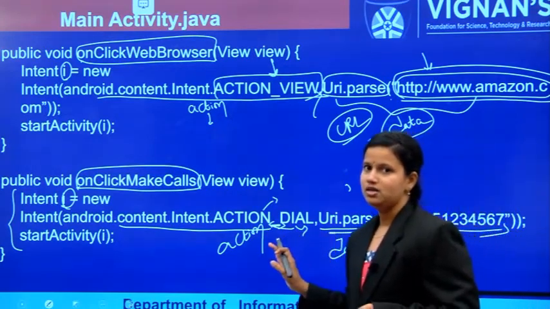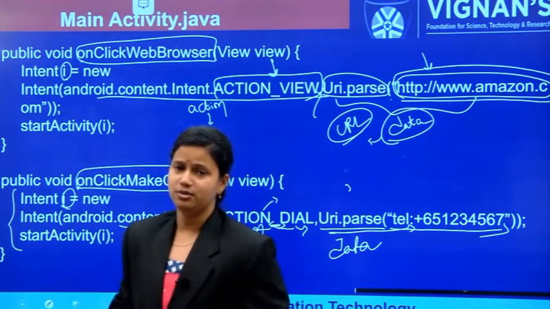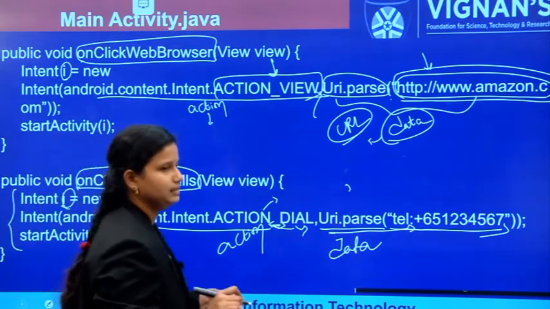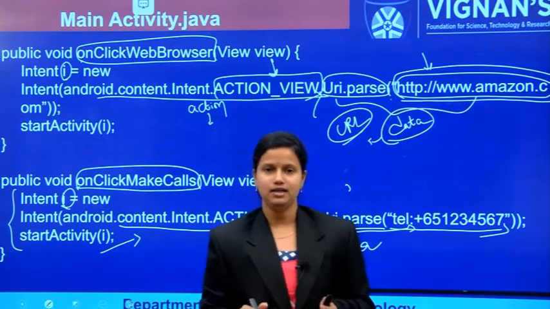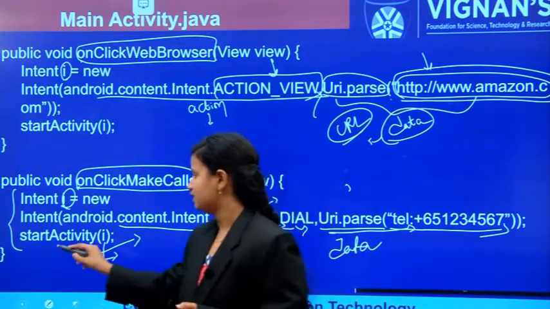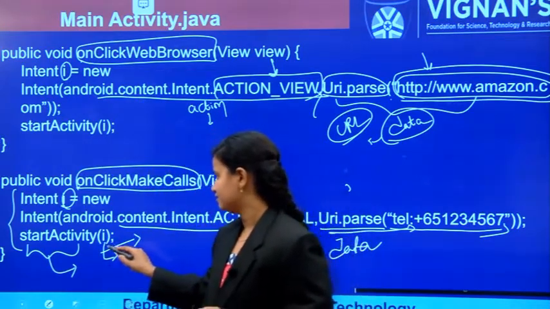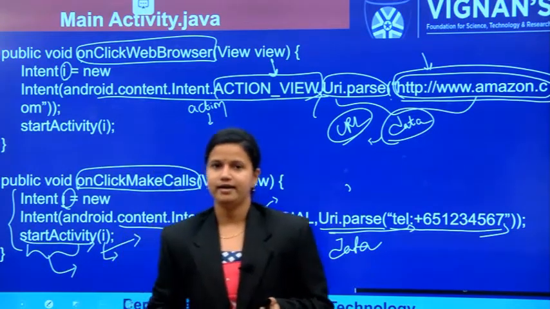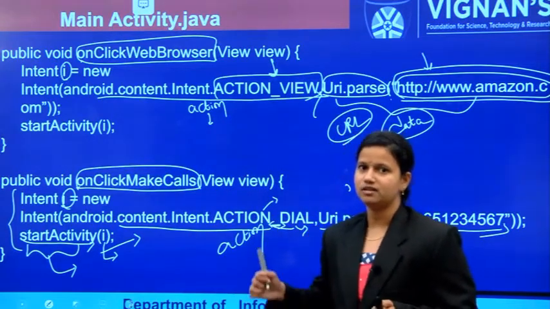to be provided. If you write only this statement, the intent is not executed. How is the intent executed? Whenever you call startActivity with an intent object, you have to specify which intent you want to start as a value. Whenever you call this method, only then will the intent be started, so that it performs an action with the corresponding data.